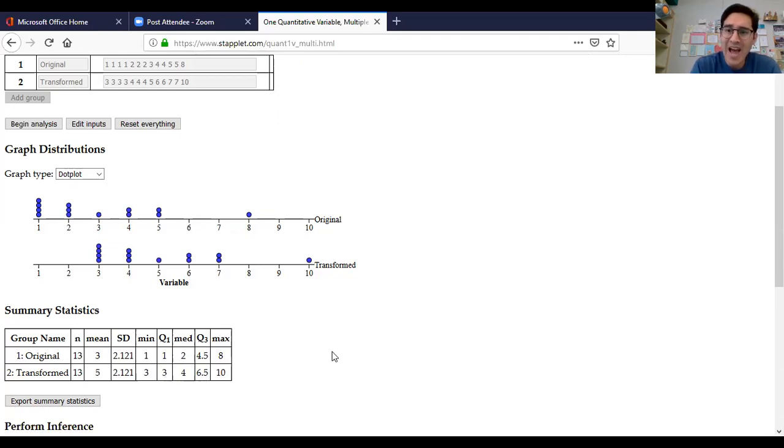So if we add a constant to every value in a data set, our measures of center and measures of position will change by that same value, but measures of spread remain the same.